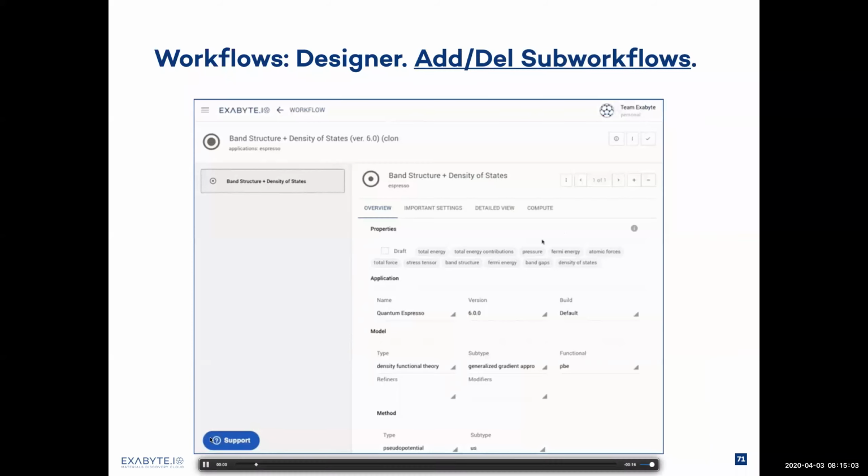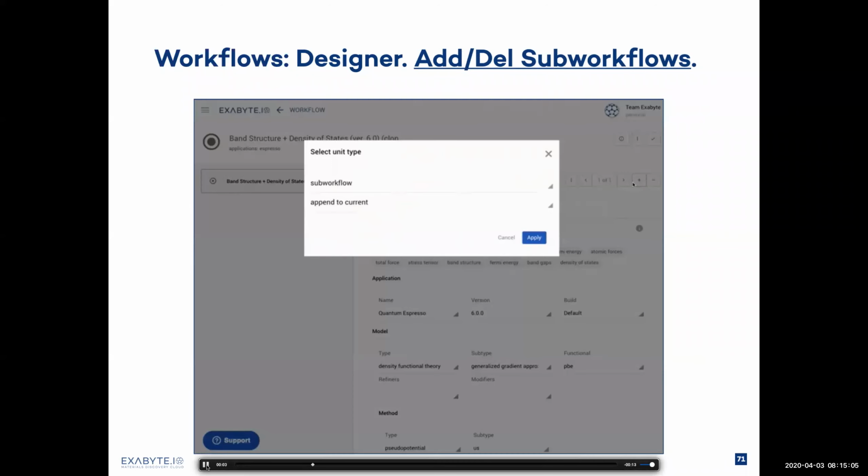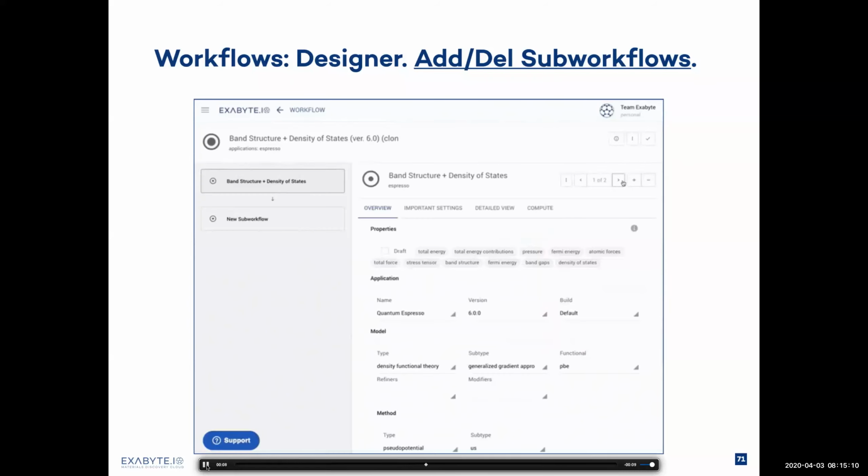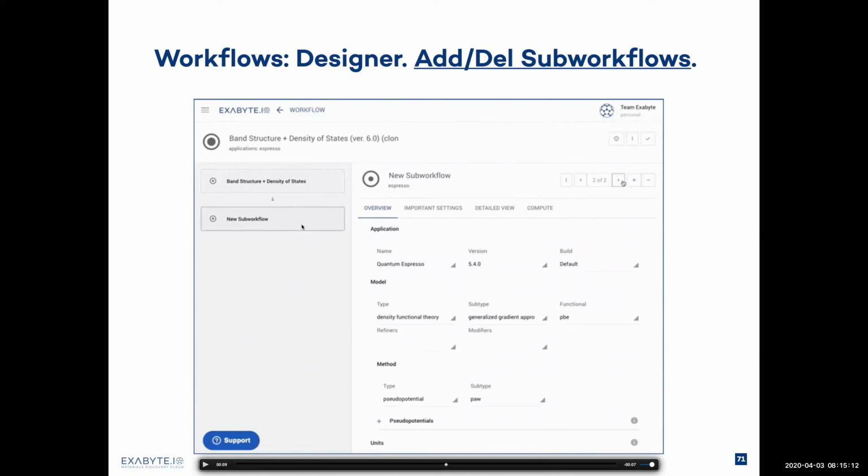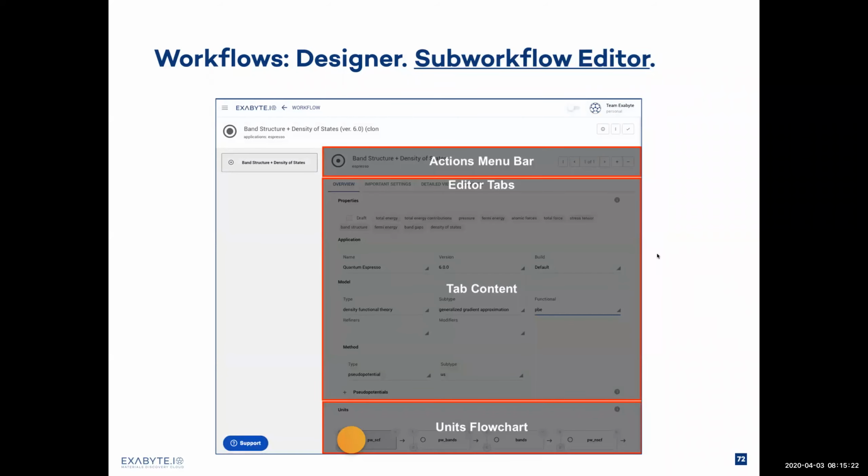Here is how we can add a subworkflow to a workflow. We click on the plus button, click on append, and we can switch between these two. The newly added subworkflow is empty. We have to also add units to it, and we can do that through this subworkflow editor. We have the actions menu bar, the editor tabs, and the units flowchart. And here is where we can add and edit the units.